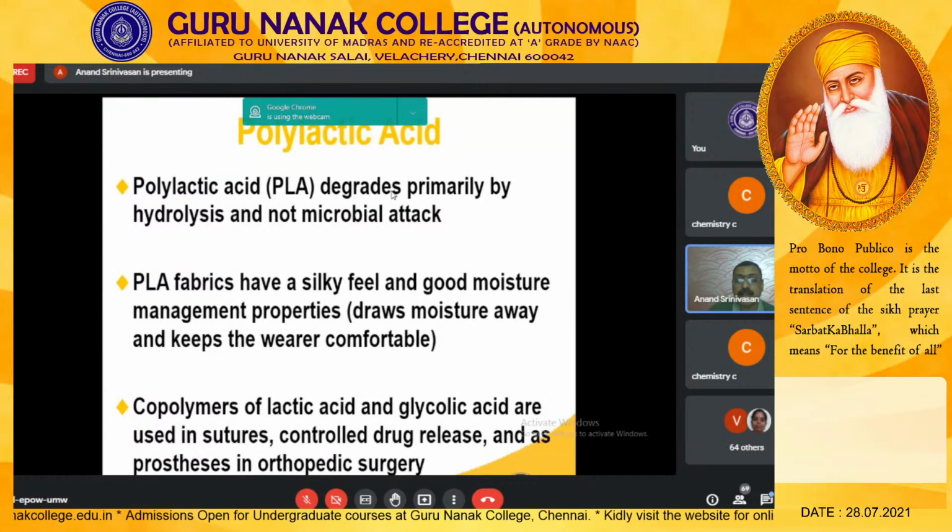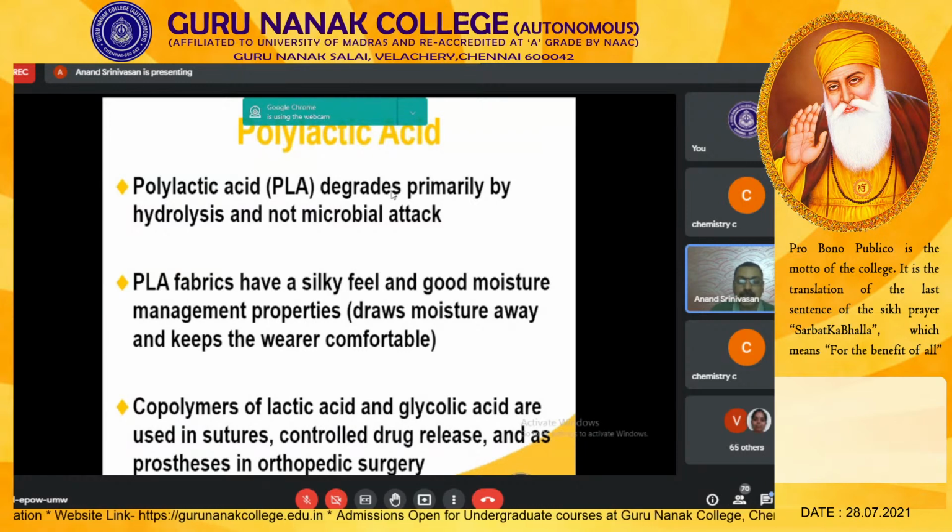As a result, it is used as a forerunner as far as the industrial polymers are concerned. And when it is buried in soil, it will take 180 days to get degraded. But in one of our research works, we found that when it is put into coconut, it will undergo degradation within a week's time. So this is what we found in our research.